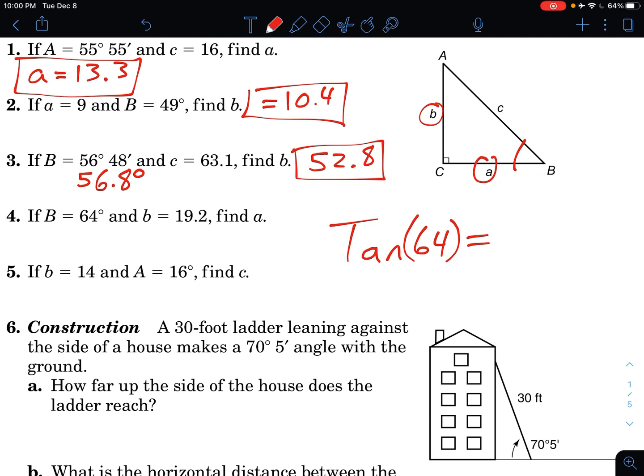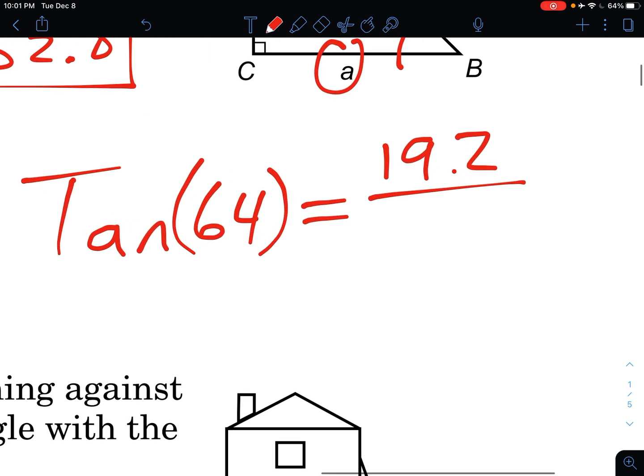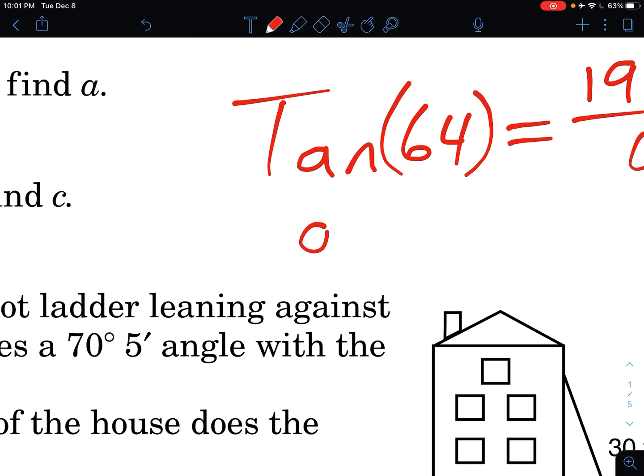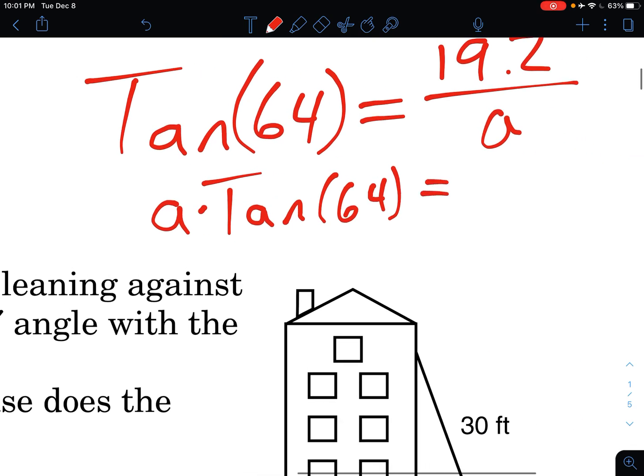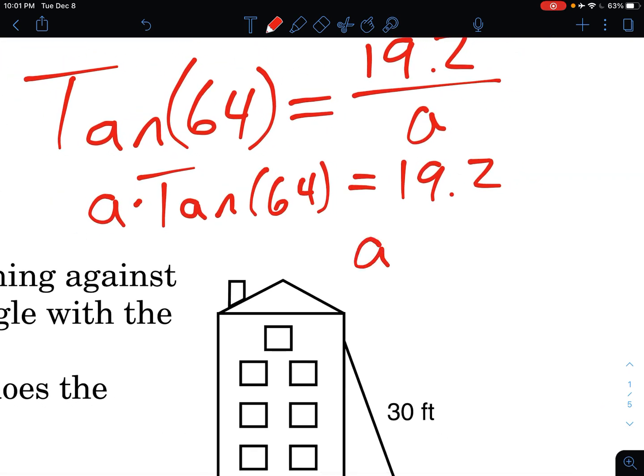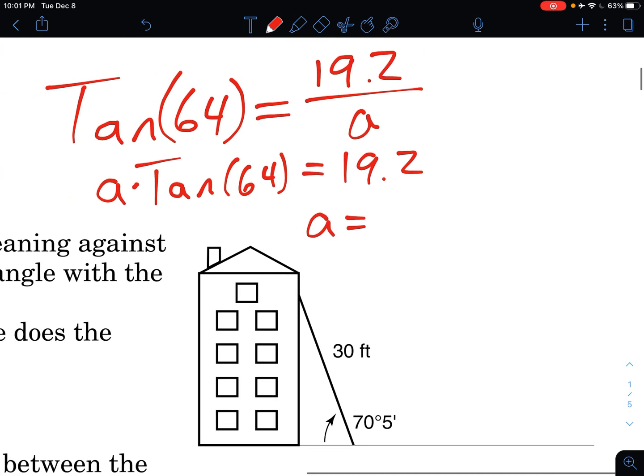So we'll have B, which is 19.2 over A. Now, this is the first one we're running into where we actually have the variable on the bottom of the fraction. So the way this works is you have to multiply both sides by A, and then you're going to divide by tangent 64. So when you multiply by A, we get A times tangent of 64 equals 19.2.